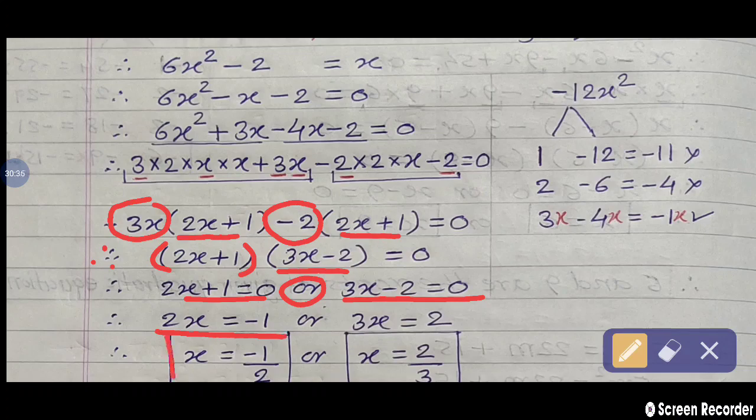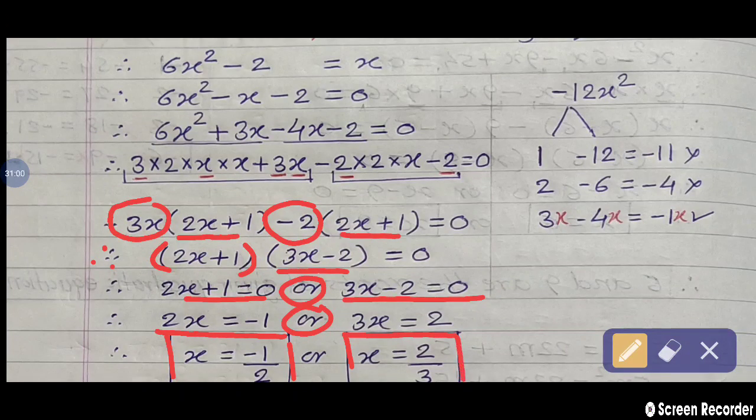So x is equal to minus 1 upon 2. Or second factor, 3x minus 2 equal to 0. So minus 2 taking on the right hand side, then we are getting 3x is equal to 2. So 3x means 3 is multiplied with x. So 3 is shifting on the right hand side, then divide. Therefore we are getting x is equal to 2 upon 3.